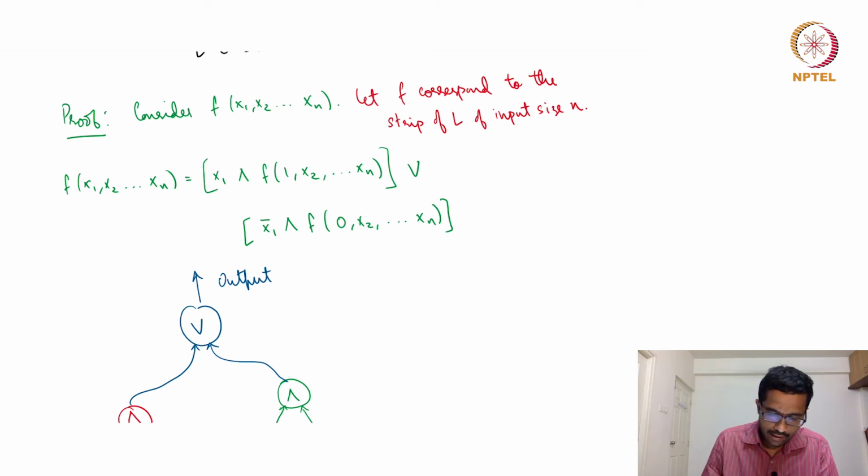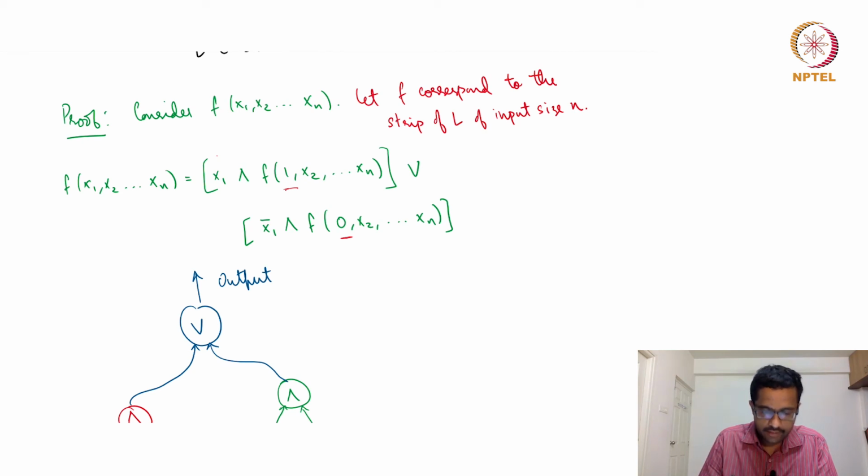So now let us see how f can be written. We could decompose f like this. We could consider f where x1 is set to 1 and f where x1 is set to 0, and you take the AND of the first term with x1 and the second term with x1 complement, and then the OR of these two factors.